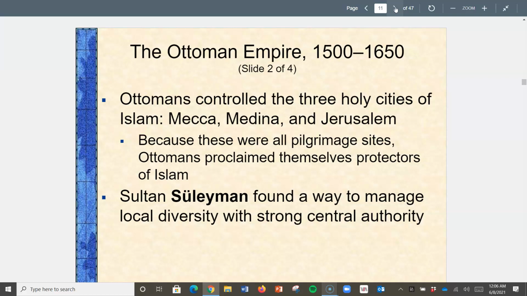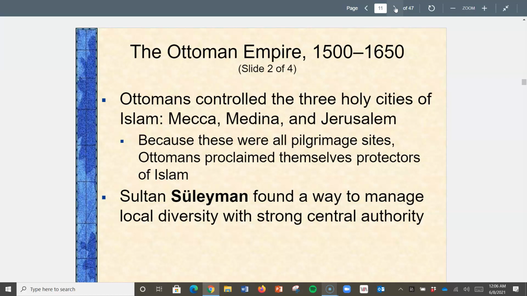And so the Ottomans actually began to use this to their advantage. And since they're pilgrimage sites, people coming there all the time, it became part of the Islamic economy, especially the Ottoman economy.